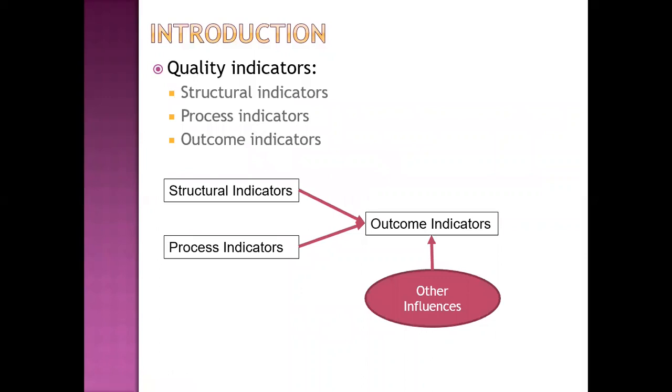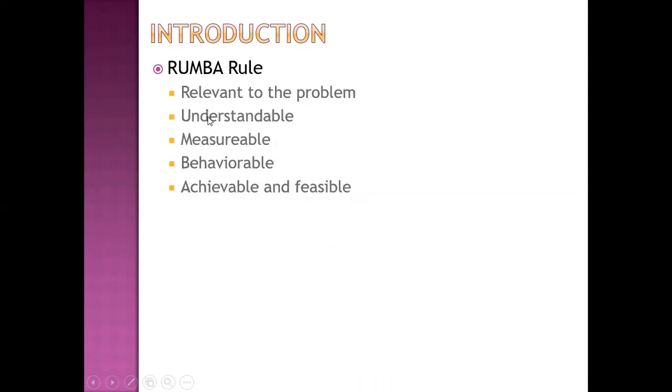Quality indicators in healthcare can be divided into structural indicators, process indicators, and outcome indicators. Outcome indicators depend on structural indicators and process indicators, as well as various other influences. Indicators should be relevant to the problem, understandable, measurable, behaviorable, meaning an action can be taken on the indicators, and should be achievable and feasible.